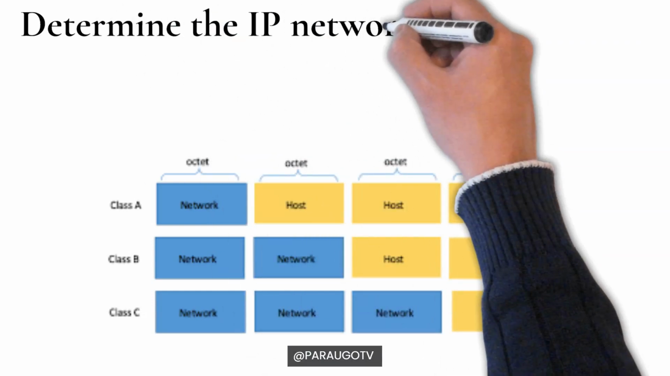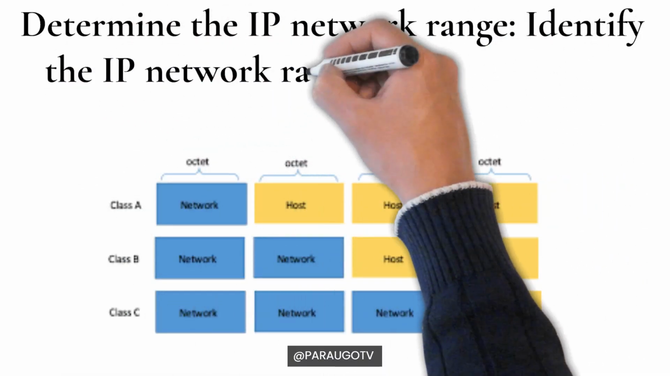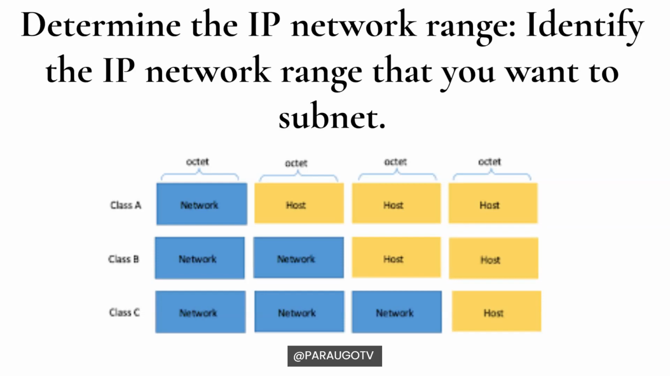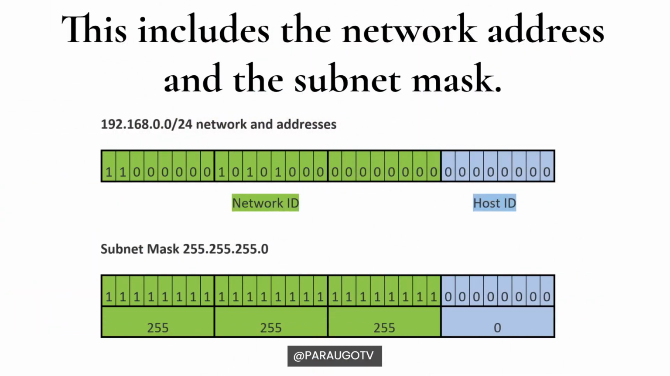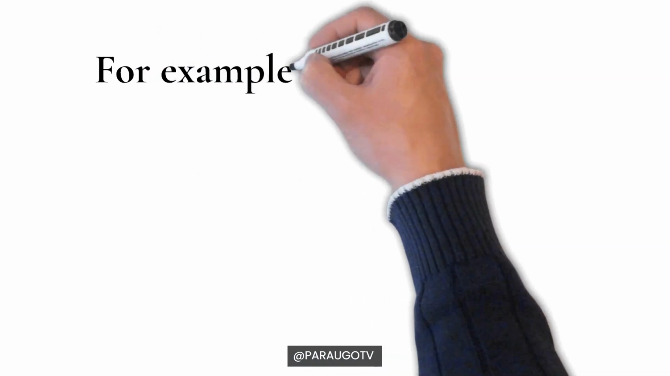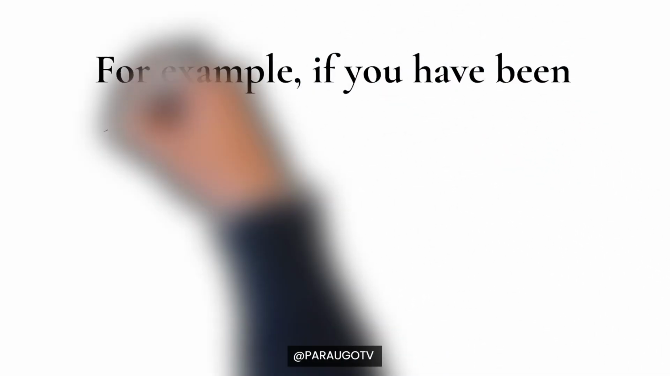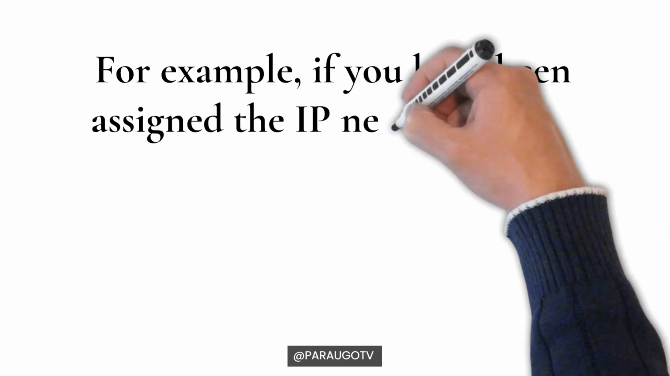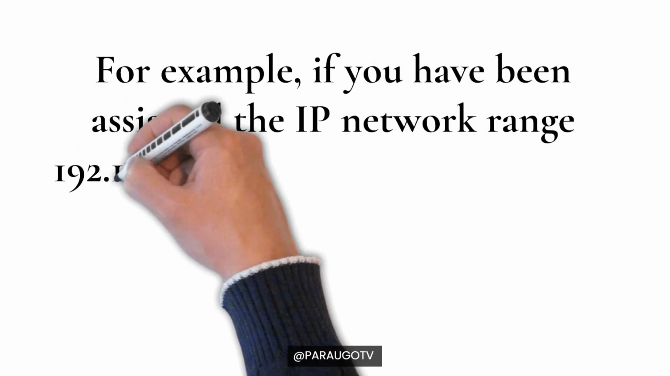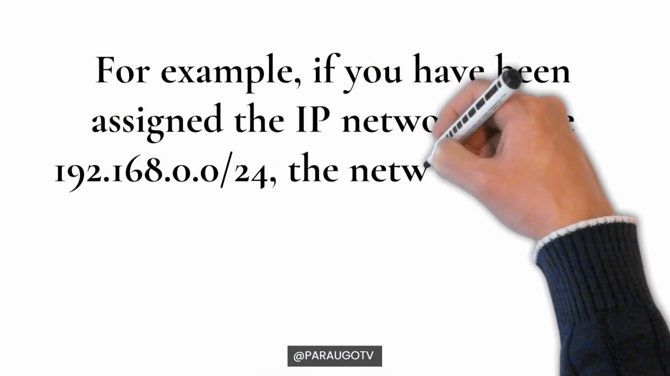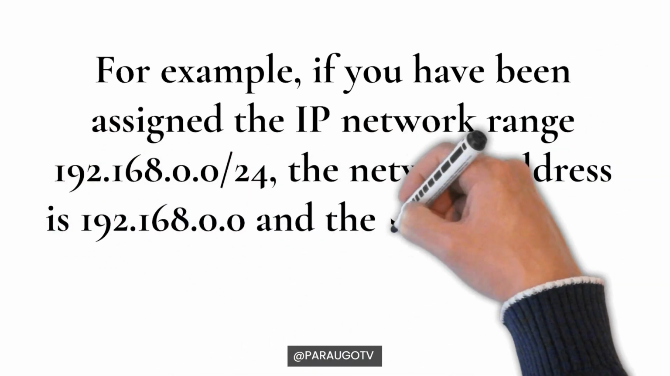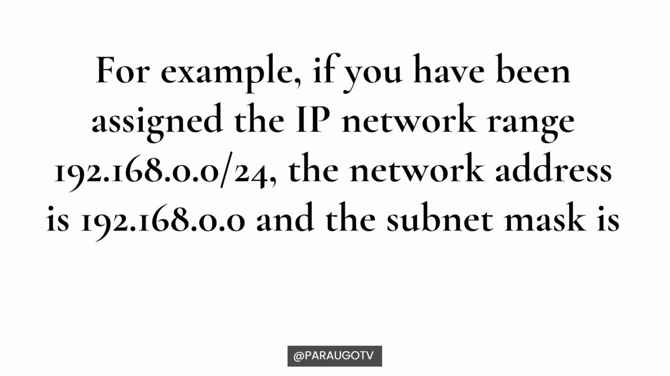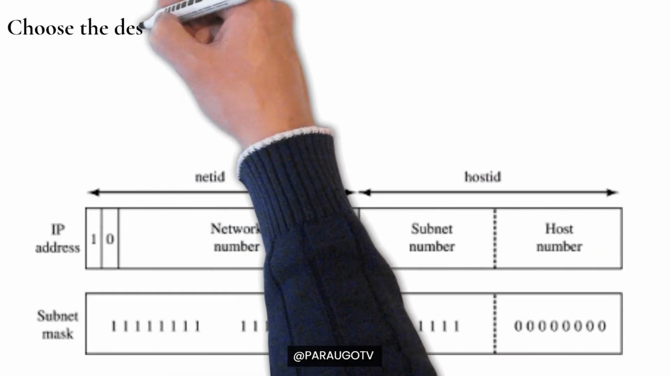Determine the IP network range. Identify the IP network range that you want to subnet. This includes the network address and the subnet mask. For example, if you have been assigned the IP network range 192.168.0.0/24, the network address is 192.168.0.0 and the subnet mask is 255.255.255.0.